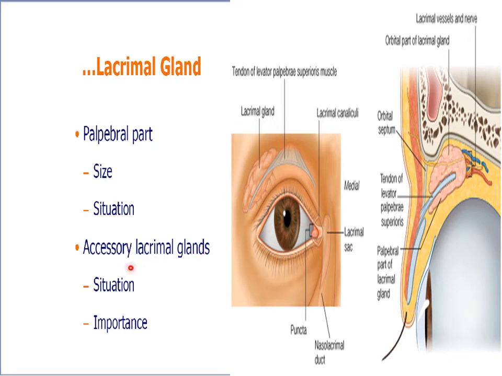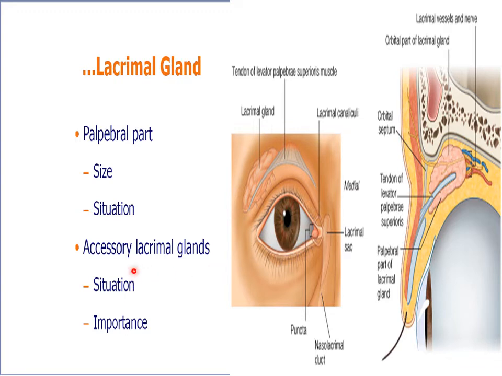Then you also find there are some accessory lacrimal glands, which are situated along the fornices of the conjunctiva.